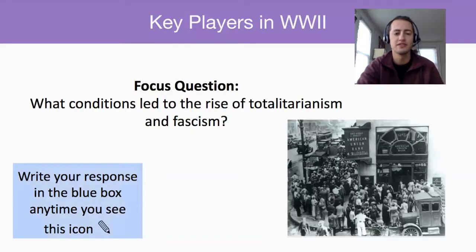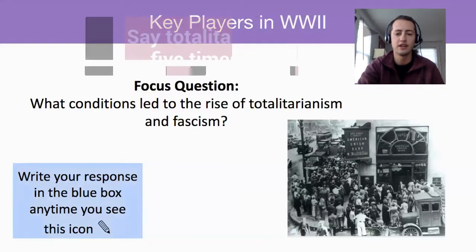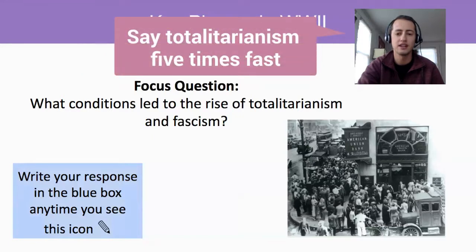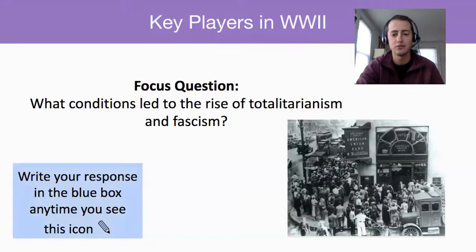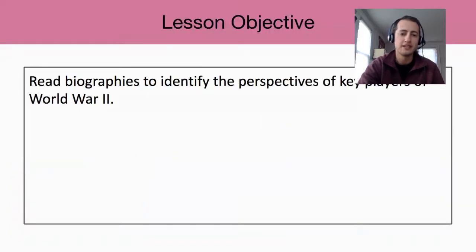Focus question for this lesson is what conditions led to the rise of totalitarianism and fascism? It connects to last lesson where students compared democracy, fascism, and communism. By the end of the lesson, students will read biographies to identify the perspectives of key players of World War II.